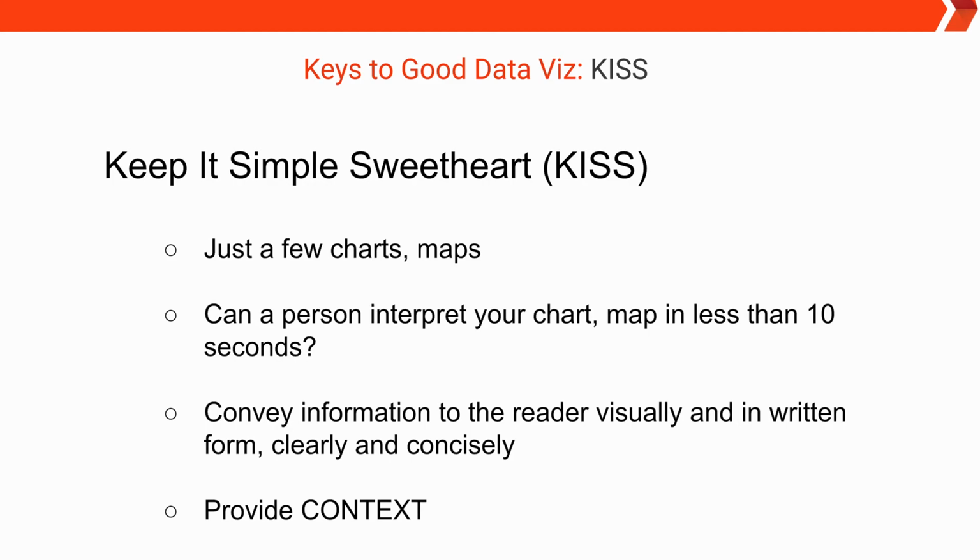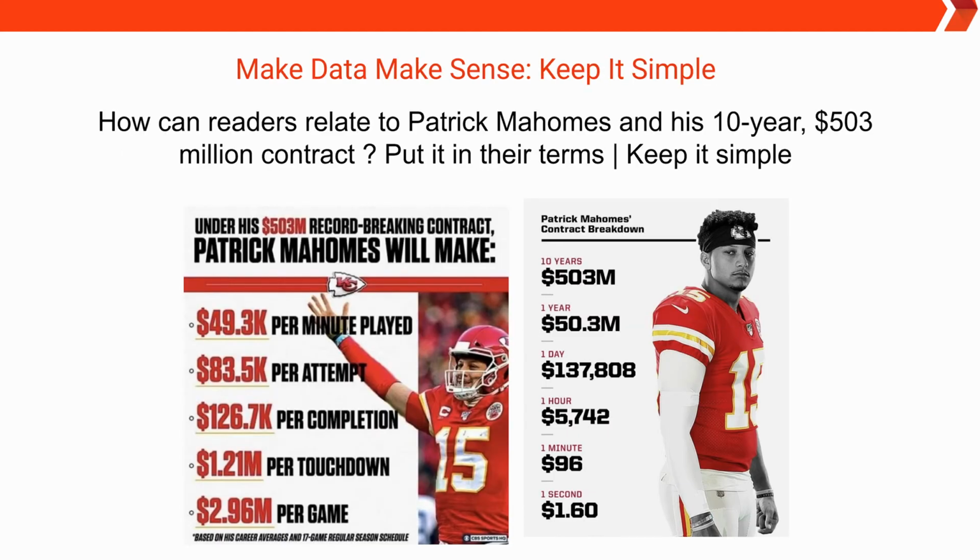Provide context. Okay, don't just say homicide numbers have gone up in Chicago. Do research as to why. Link off to other articles about the homicide and homicide rates. Interview people, and so on and so on. Providing that context is just critical. We have to help people make sense of data by keeping it simple.